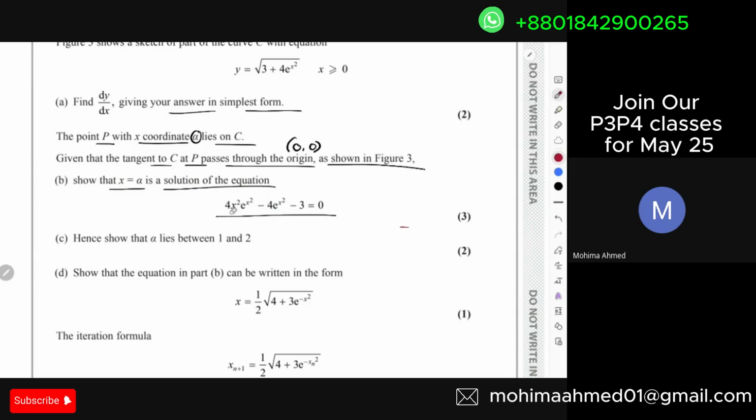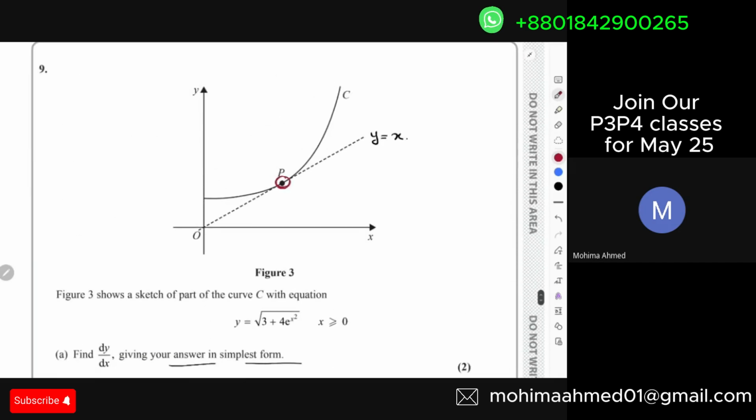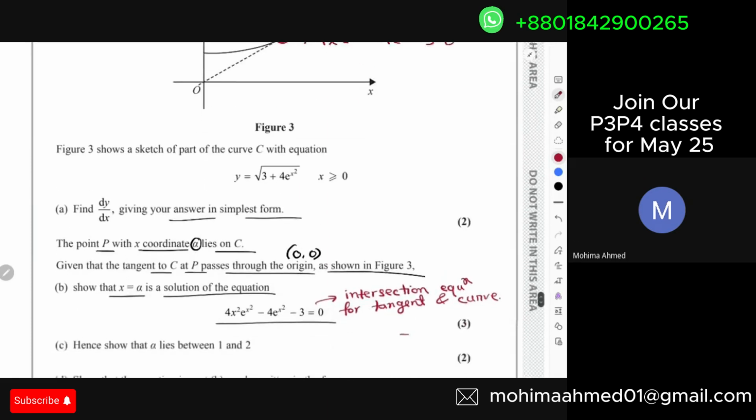You got this from the gradient of the tangent and the gradient of the curve by intersecting them together. So this is actually the intersection equation for the tangent and the curve, where they were intersecting at point P. Specifically, to find the x-coordinate of point P, we got the equation 4x squared e to the power of 4x squared minus 3. So if the x-coordinate of P is a, that means a will be one of the solutions for this equation. Is this clear now, Tashdeed?